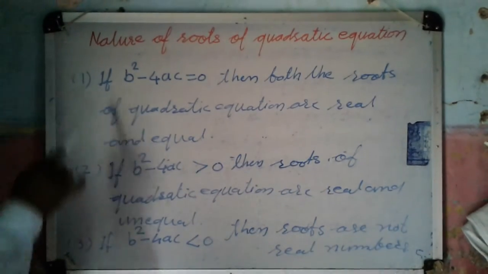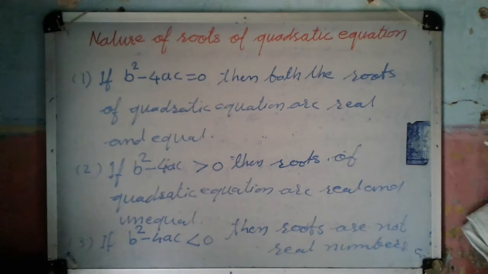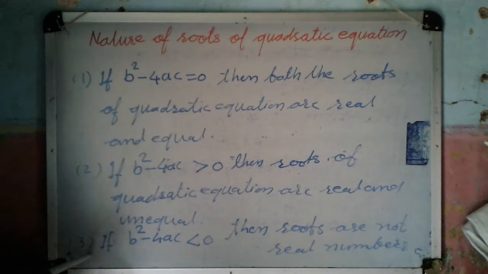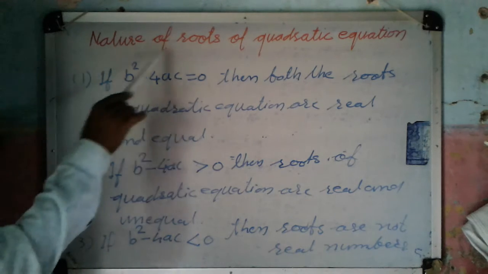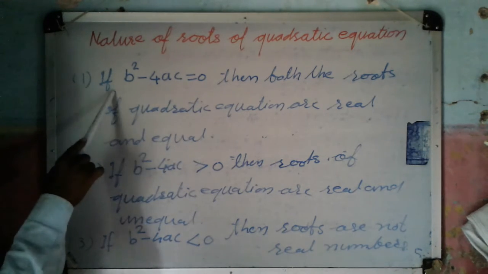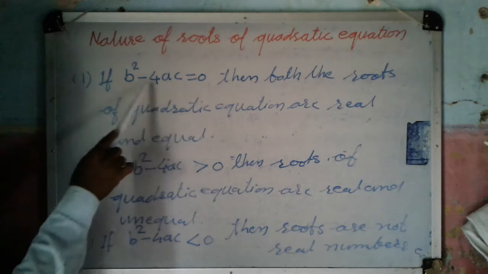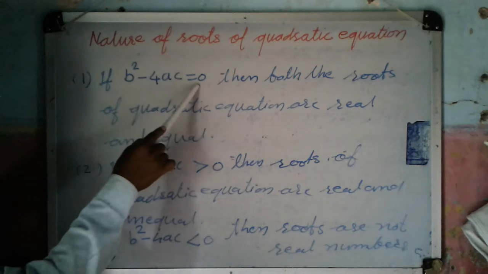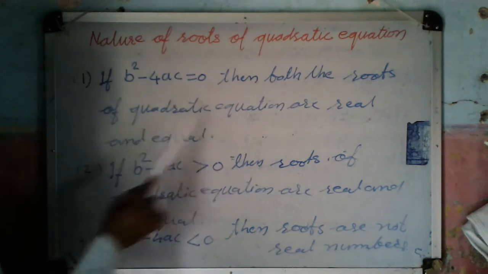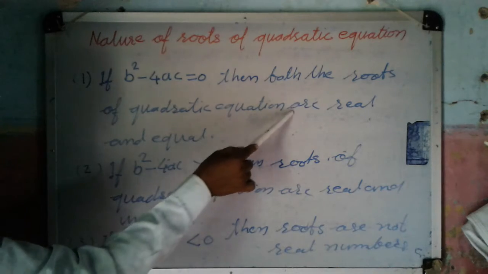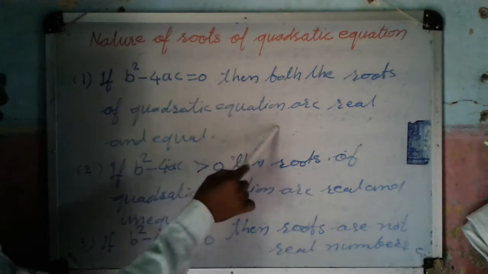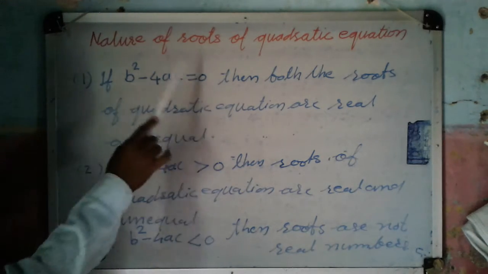Now see here, these are the 3 points due to which we can determine the nature of the roots. First, if b square minus 4ac, that means the value of discriminant, is equal to 0, then both the roots of the quadratic equation are real and equal. That means both roots are real numbers and they are equal.